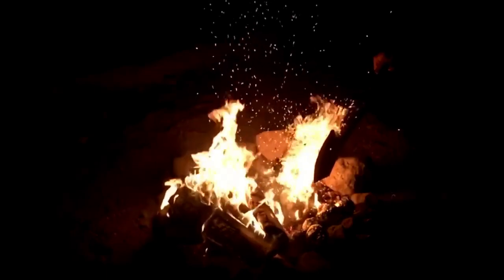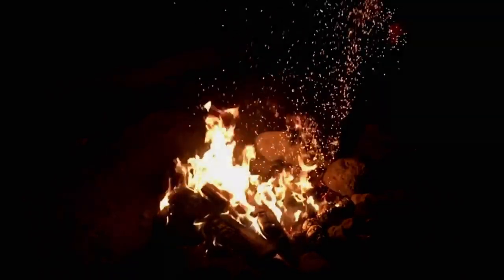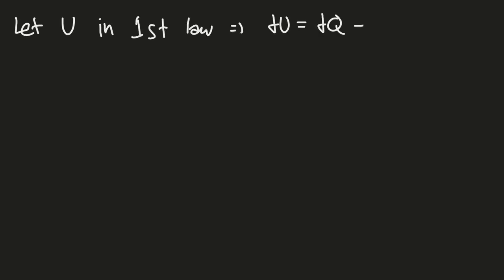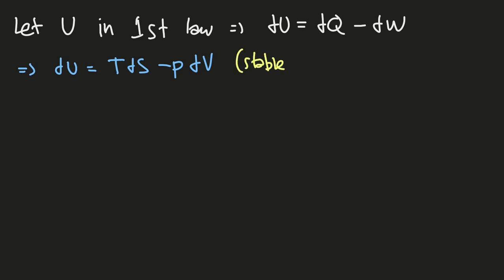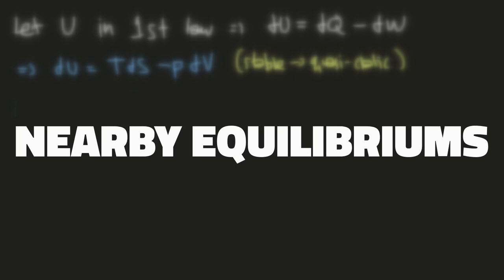Now, the mathematical tools are constructed, and next we return to the physical system, where we let U be the internal energy from the first law of thermodynamics, which satisfies these equations. And for a reversible system, we will have this equation. And for self-calculation, we take the system as stable, or at least quasi-static, or at the very least nearby equilibriums.